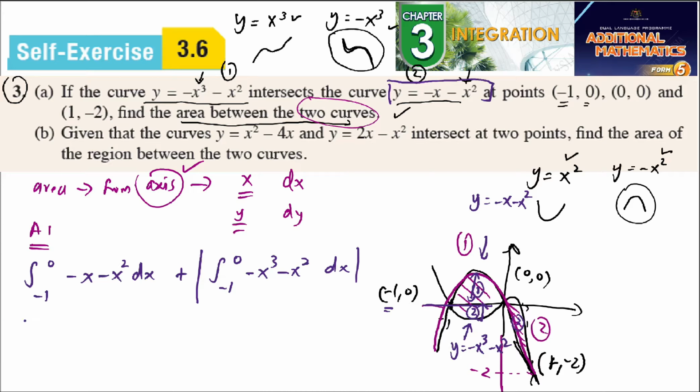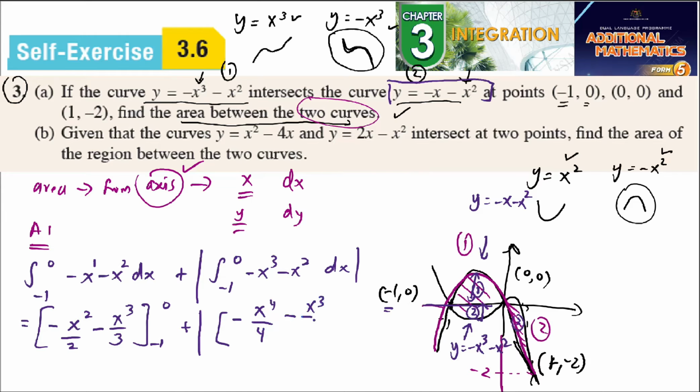So just calculate this one first because we don't have enough space. So negative x is actually x power of 1. When we integrate, it will become negative x power of 2 divided by 2. So we add power with 1 and then we divide with the power. So this one negative, x squared will become x cubed over 3. So we close back. This one is from negative 1 to 0. Okay. Plus, don't forget we have modulus here. So negative x cubed will become x power of 4 divided by 4. This one is negative, x squared will become x cubed over 3. This one is from negative 1 to 0. So we close with the modulus function.